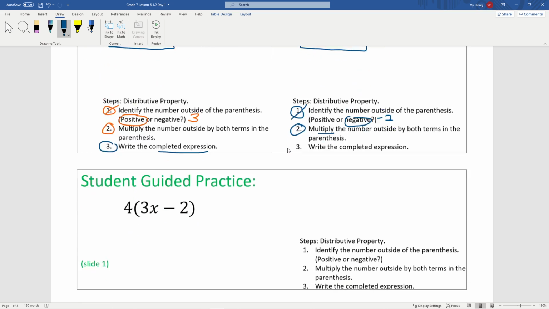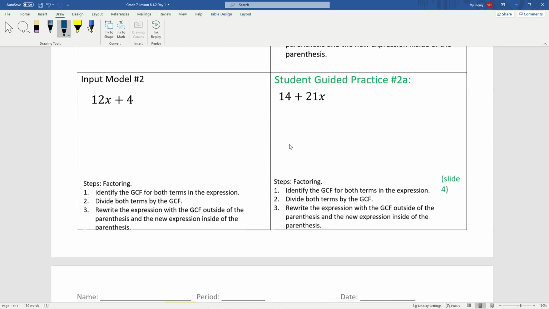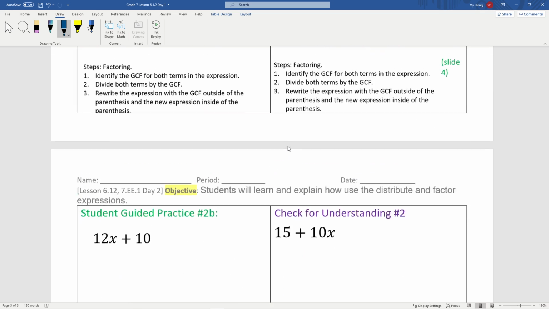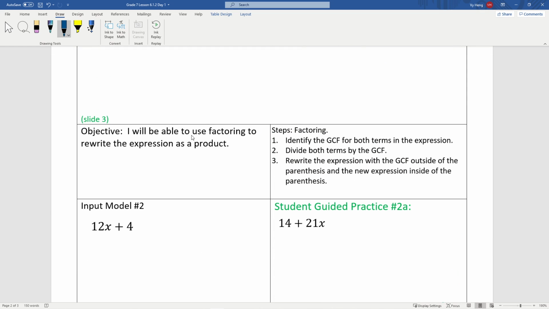Okay? Cool. Let's move on to the second part of the day, which is going to be factoring. Okay? Let me see here. Where's the factoring? Here it is. I will be able to use factoring to rewrite the expression as a product.